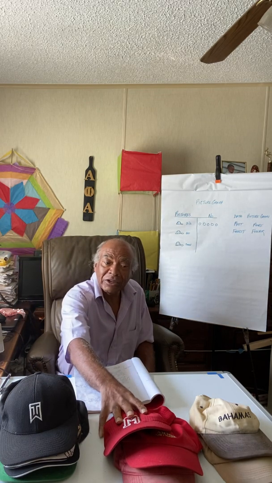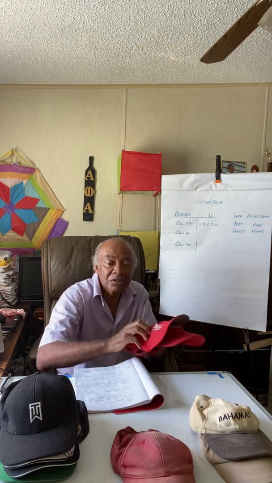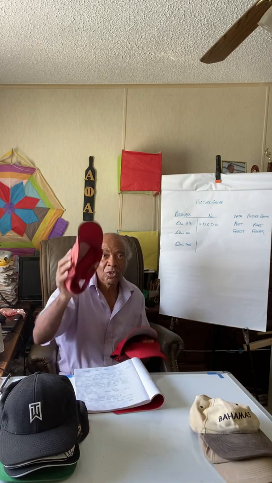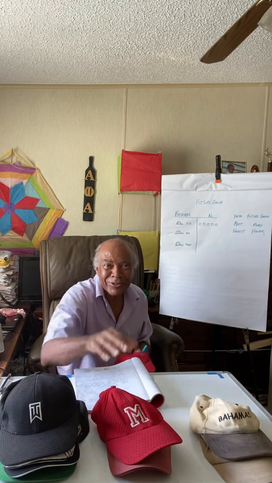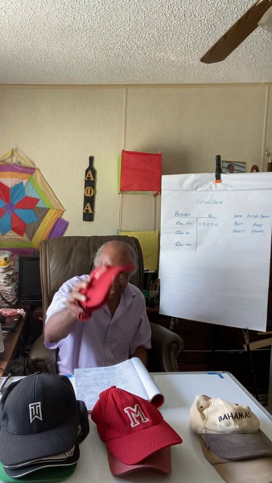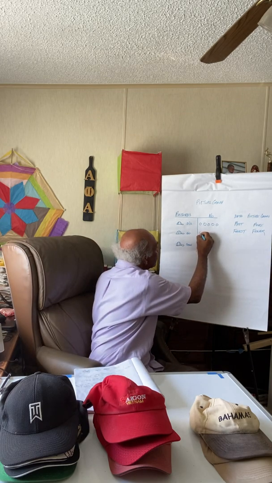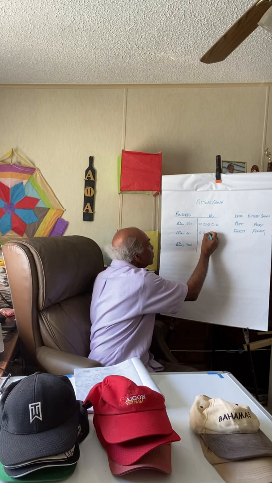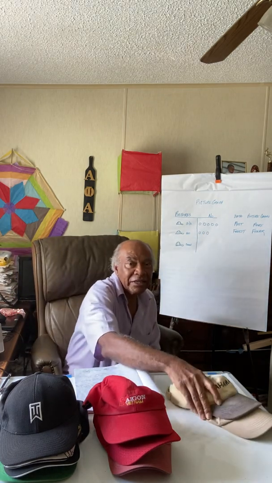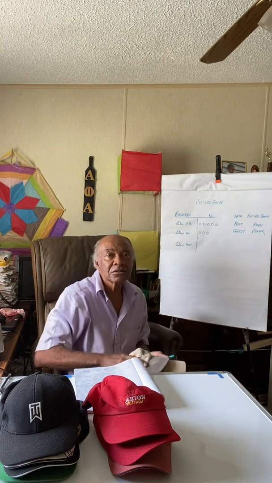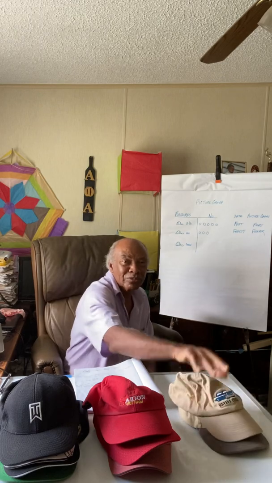Again, let's look at the data. We have red ones. How many red ones? 1, 2. That's right. 3. 1, 2, 3. How many brown ones? 1, 2.